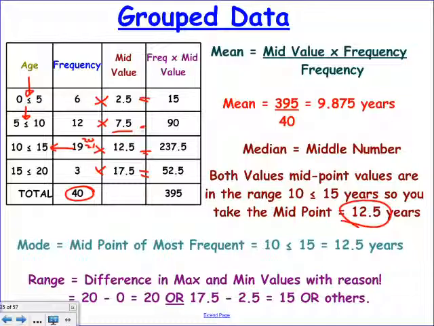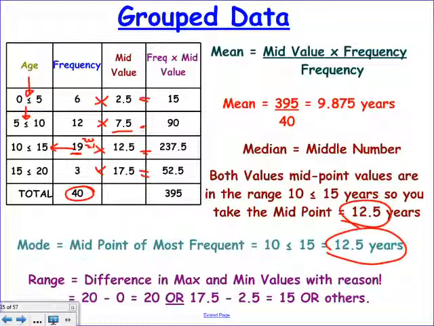Let's look at the mode. The mode is the one that occurs the most. So 19 is the mode. So again, you've got a range of data, 10 to 15 years old. We don't know which value to take, so just pick the mid value and say your mode is 12.5 years old again. Okay? And then finally the range of your data.